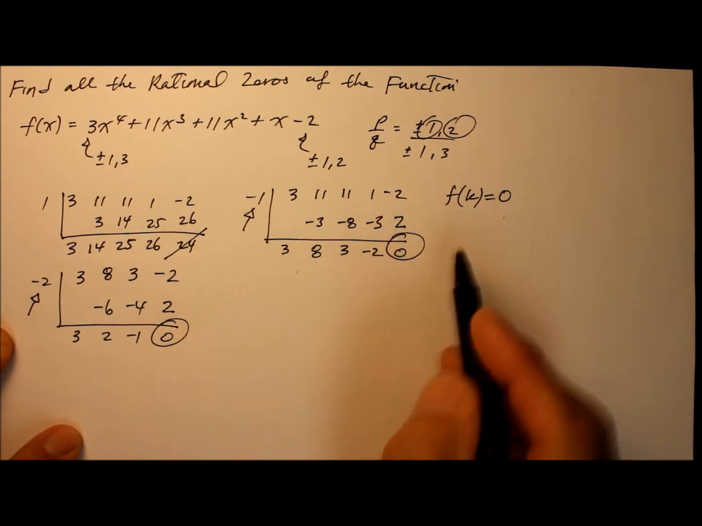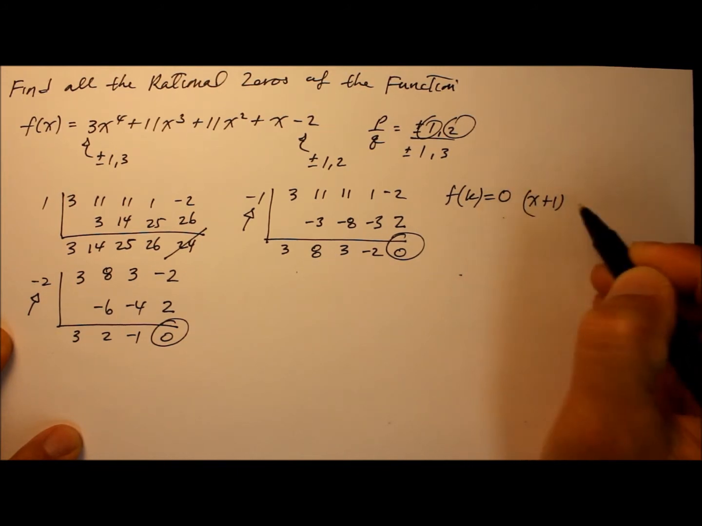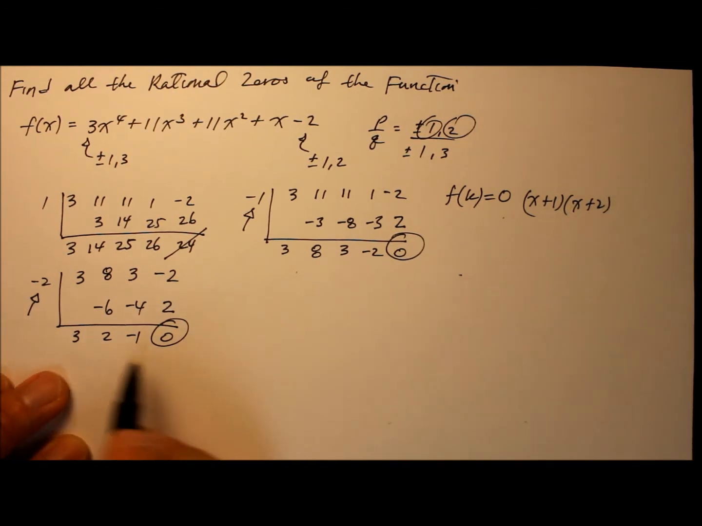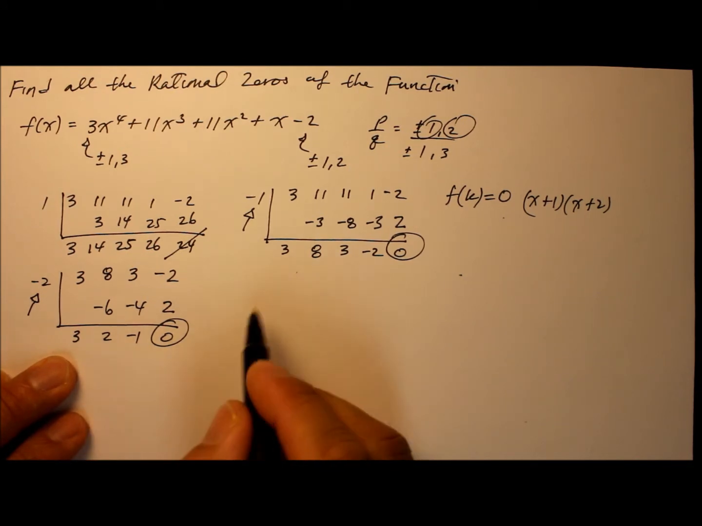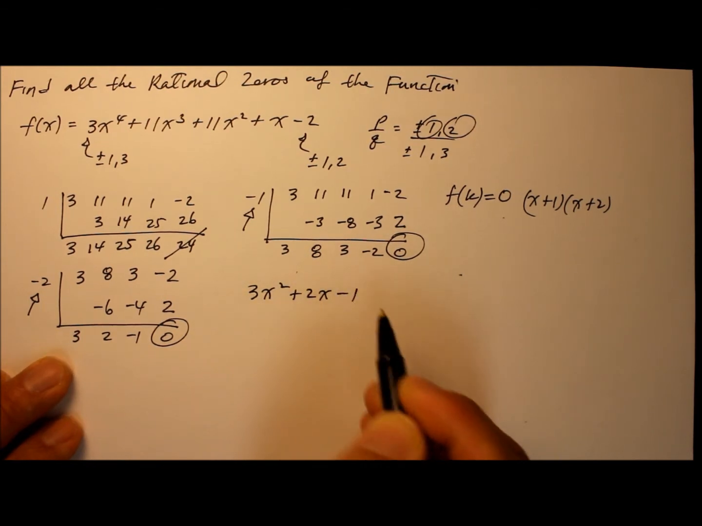Well, what do I mean by factor? That negative 1 is the k. So in fact, it's written as x plus 1 is a factor, and x plus 2 is a factor. Are there any others? Well, let's find out. But wait. Now this one, I don't want to keep using synthetic division. This actually represents the degree of 2 now: 3x squared plus 2x minus 1.